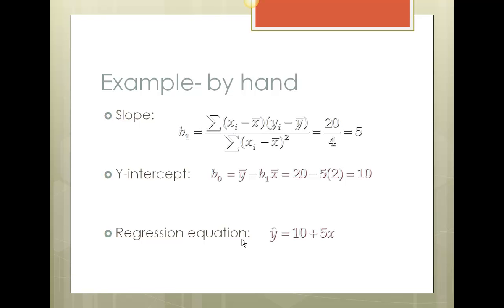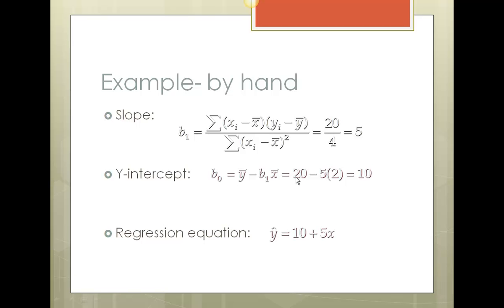Next, we calculate the slope coefficient. So the slope coefficient is found by taking the sum of each individual x minus its mean times each individual y minus its mean. So when we do all of that, we come up with 20 divided by the variance of x, which is 4, and we come up with a slope coefficient of 5.